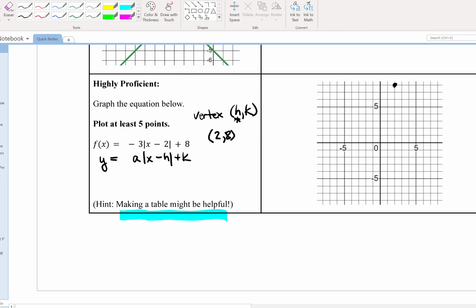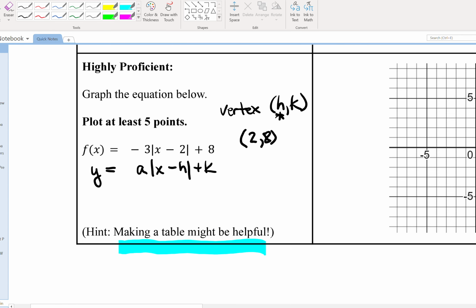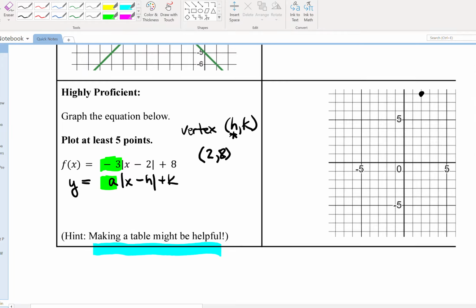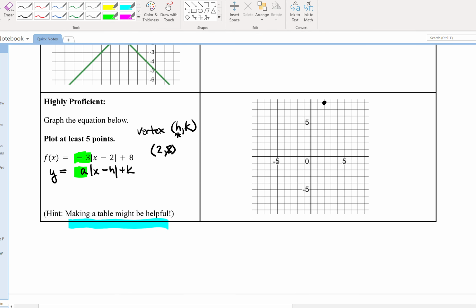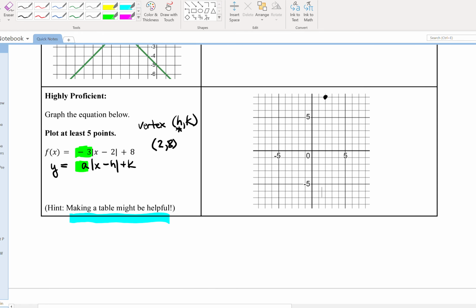Now, I also know that since a is -3, this is going to open down. So I know that it's going to be kind of like that. Generally speaking, that's what it's going to look like. But even just at this point, I can get a pretty good idea. It does say to plot at least 5 points. Now I've got one. I've got the vertex.